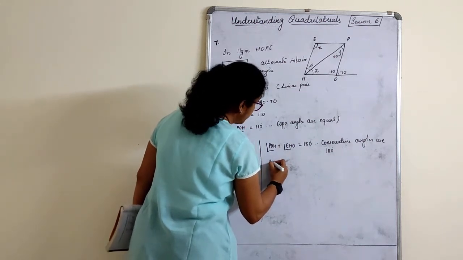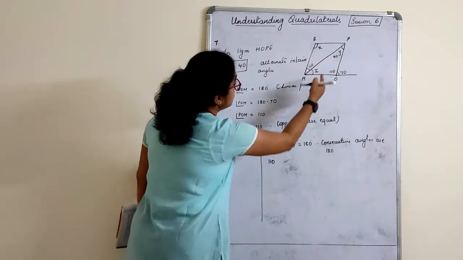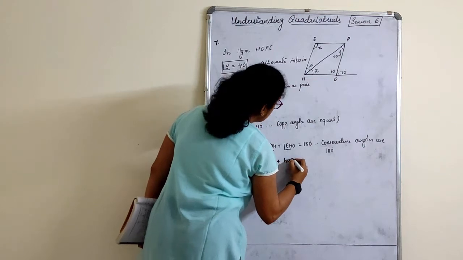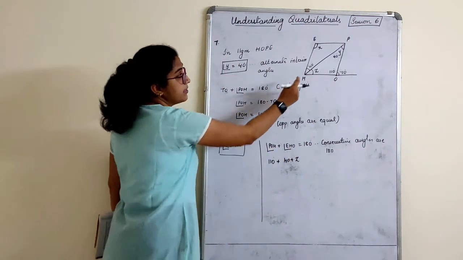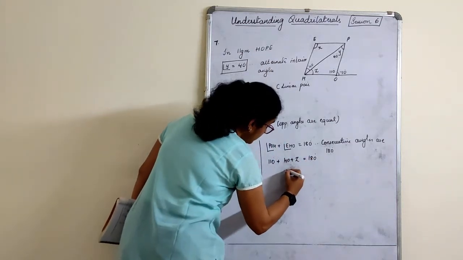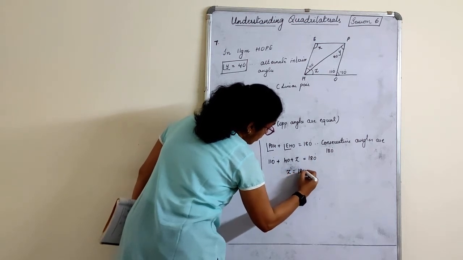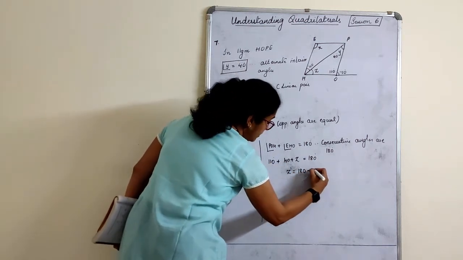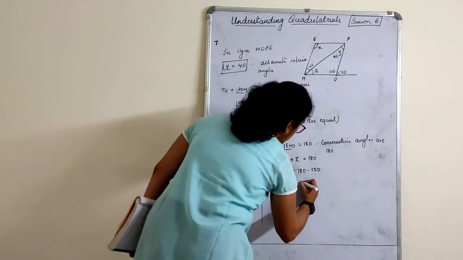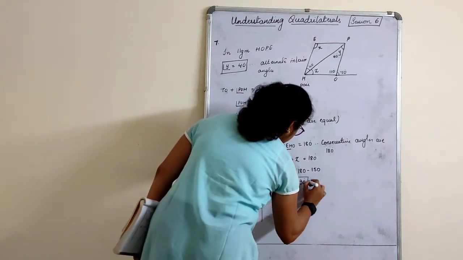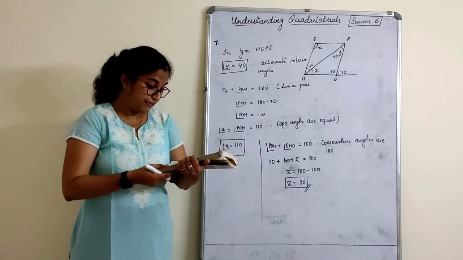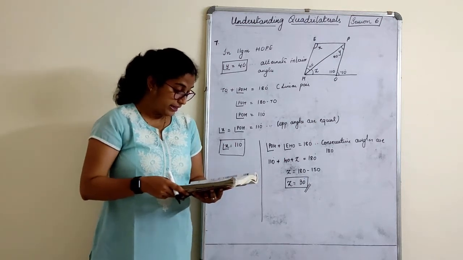So how do you write POH? POH is given as 110, which we already found out. This one plus angle EHO is written as 40 plus Z, right? This plus Z is equal to 180. So angle Z is equal to 180 minus 150. 110 plus 40 is 150. So angle Z is equal to 30 degree. So we found out X, we found out Y, and we found out Z. Right? So quickly we go on to the next one.